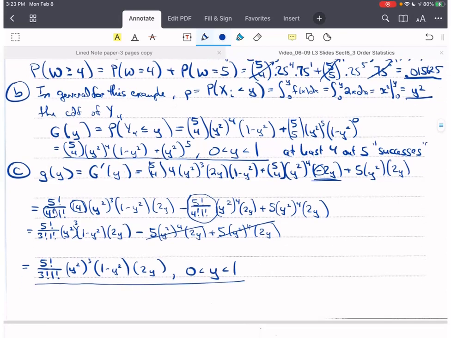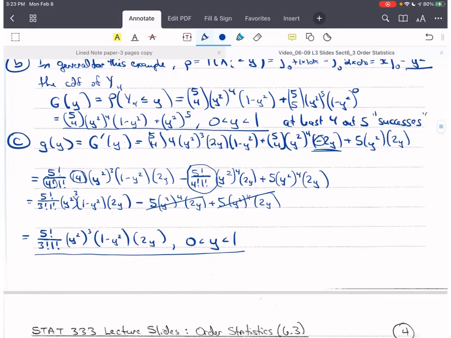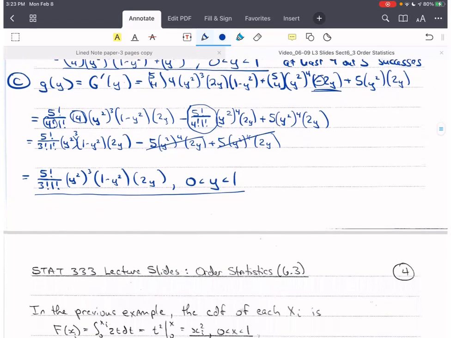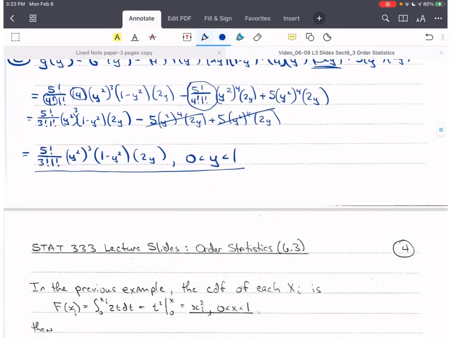You might wonder why I'm not simplifying this. We will find out very shortly. So this is my PDF, and as I said earlier, it's easier to see an example of this, and then you know where the formula comes from. So remember that we said that the CDF of x is equal to the integral from 0 to x of 2t dt. So t squared from 0 to x gives me x squared, where x is between 0 and 1.